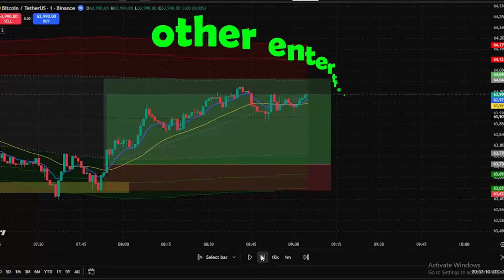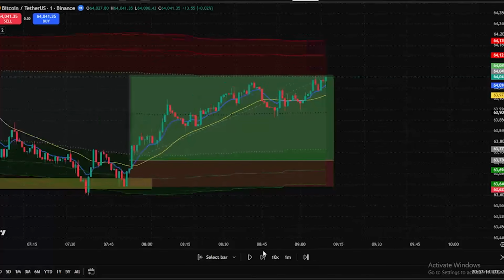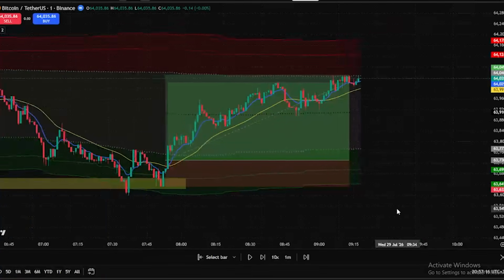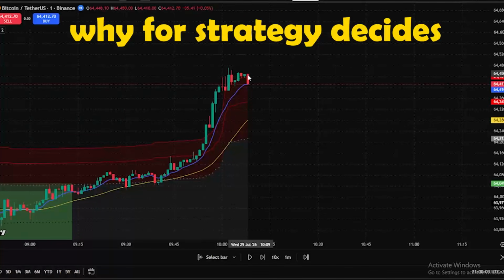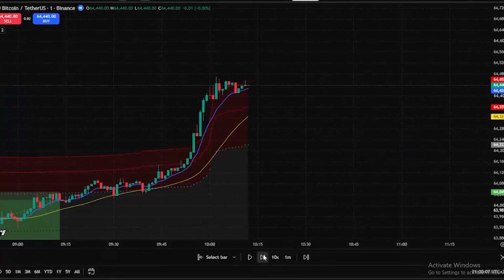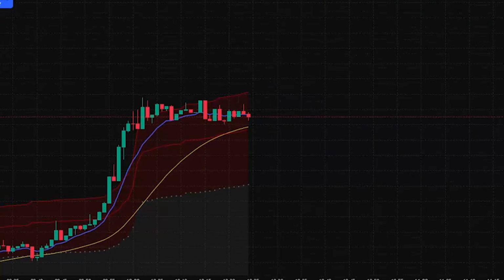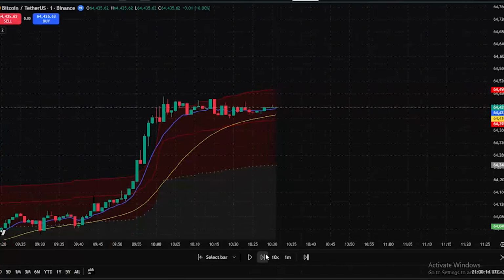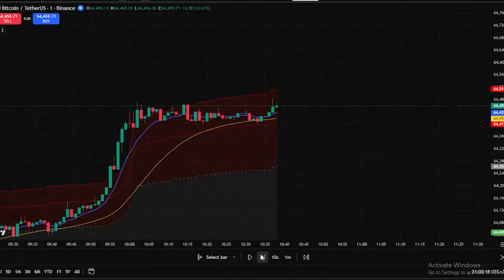Now let's look at another example where the setup fails, because understanding losing trades is just as important as understanding winning trades. Now let's look at another Bitcoin setup and see why this strategy decides to stay away from a trade. At first glance, this chart might look like a perfect opportunity. Price is moving quickly, and many traders would probably jump in because they don't want to miss the move. But this is exactly where the EMA plus VWAP filter becomes useful.